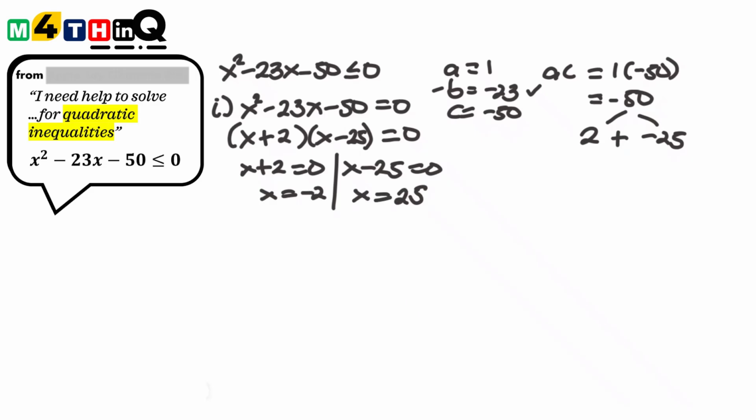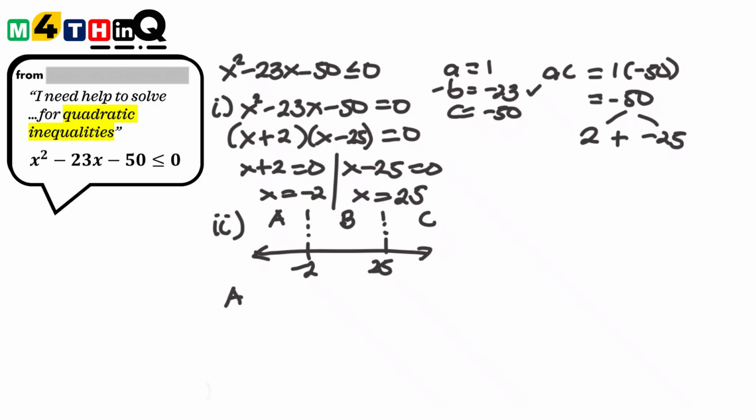The second method now is in plotting these roots on a real number line. So negative 2 is here, 25 is here. Hence, you have divided your real number line into three regions, region A, region B, and region C. The point here is we are going to select test points from each region that we will be using on third step. So simply pick a number in that region here.